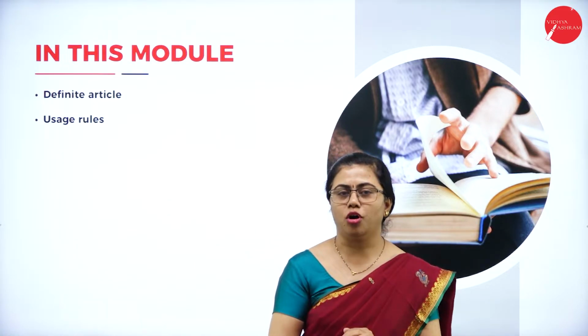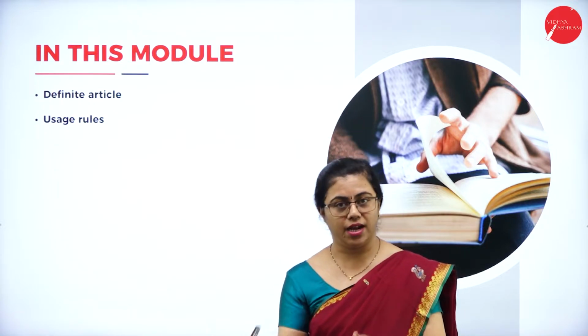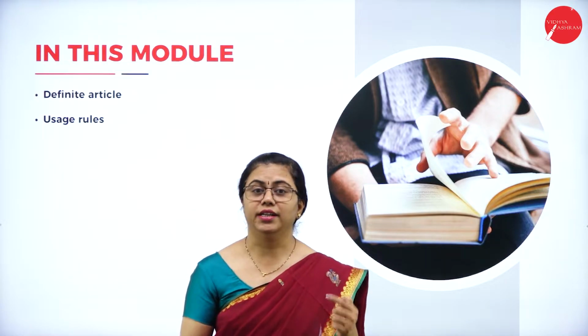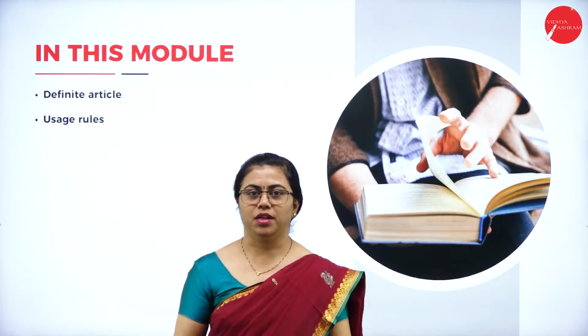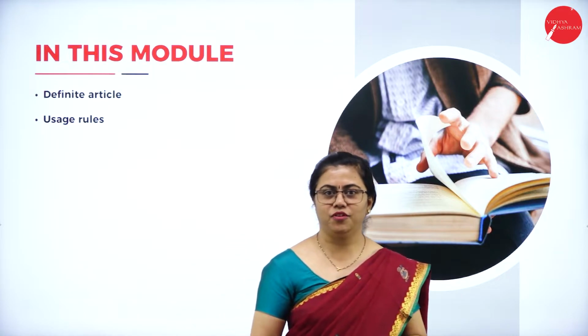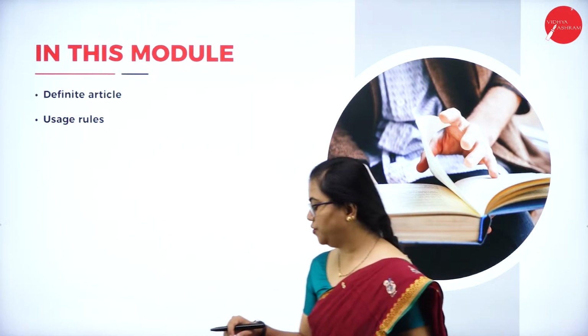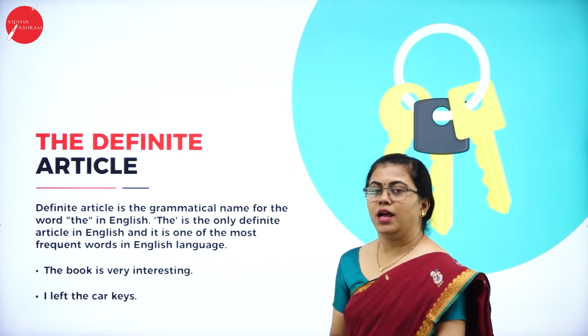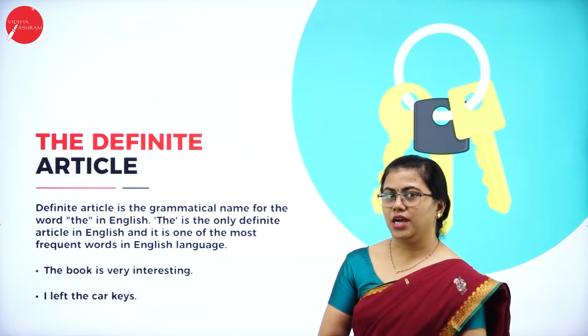Whenever you have a combination of an adjective and a noun, you first use the adjective along with the noun and then you use the determiner. This is how the order goes. So let us start with the definite article today. First, let me define what a definite article is.